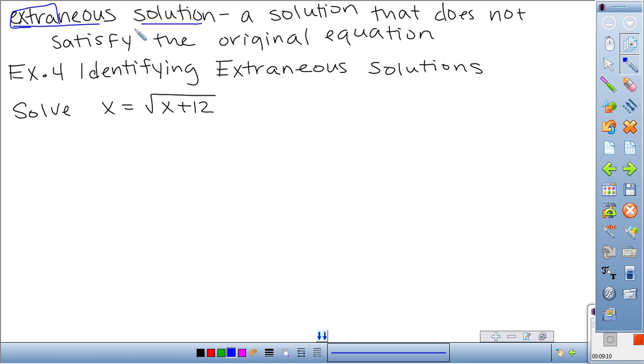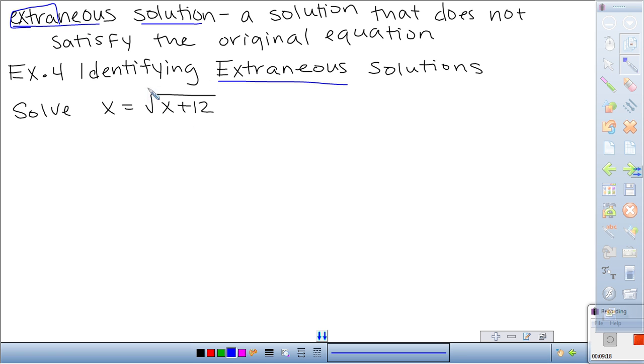Well, we're going to see in these problems that we're about to work that we're going to find more than one solution and not both of them will work. So if we're identifying the extraneous solutions, we're trying to find the ones that don't work. So we have x equals the square root of x plus 12. So our radical is already isolated.